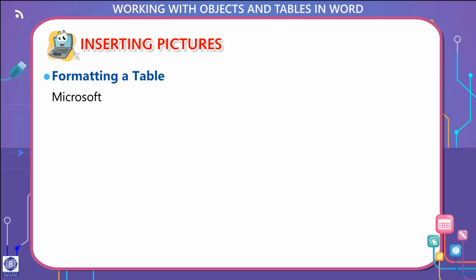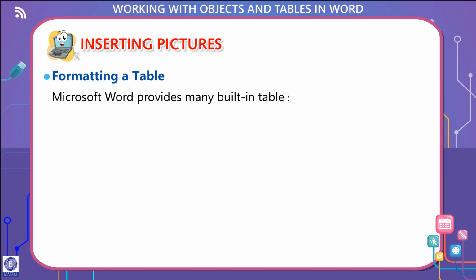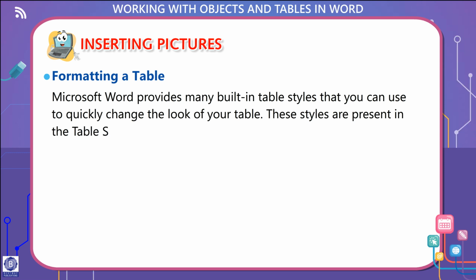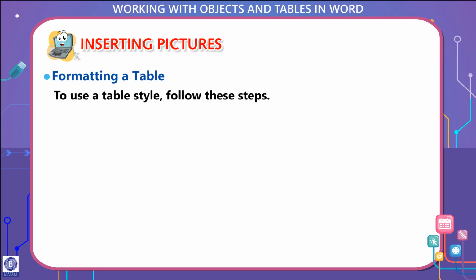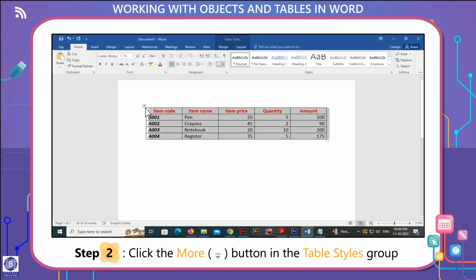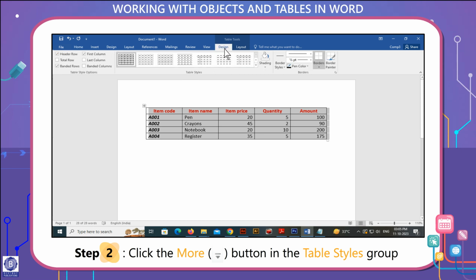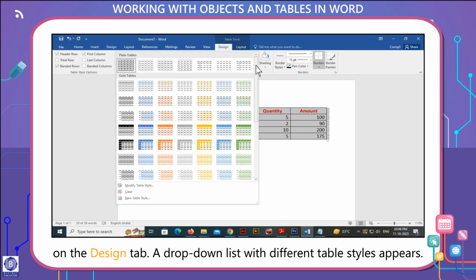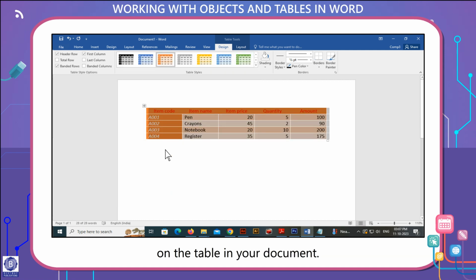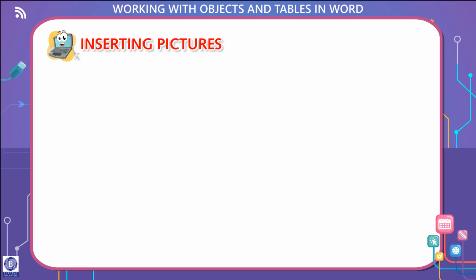Formatting a table. Microsoft Word provides many built-in table styles that you can use to quickly change the look of your table. These styles are present in the Table Styles group on the Design tab. To use a table style, follow these steps. Step 1. Select the table. Step 2. Click the More button in the Table Styles group on the Design tab. A drop-down list with different table styles appears. Step 3. Click on the style which you want to apply on the table in your document.